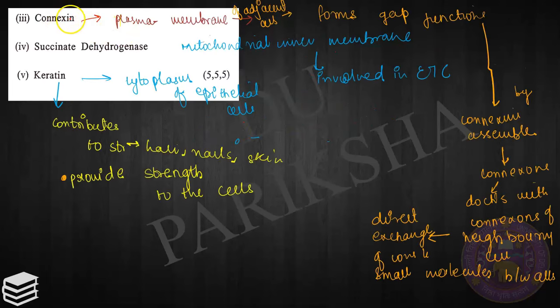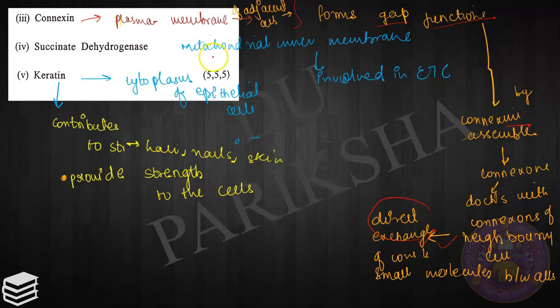Now third one is connexin. Connexin is also present on the plasma membrane of the adjacent cell. It forms gap junctions. In this, connexins assemble to form connexons. These connexons dock with connexons of neighboring cells to form gap junctions. These channels allow direct exchange of ions, small molecules and signaling molecules between the cells.